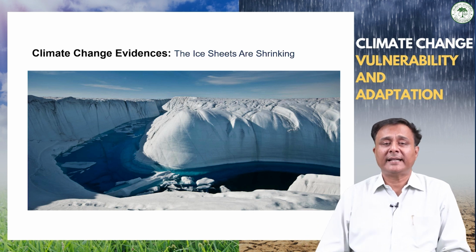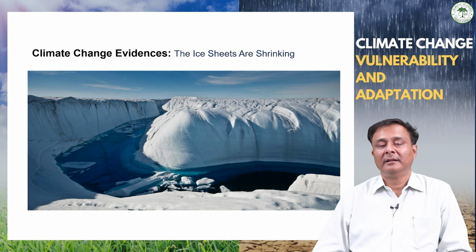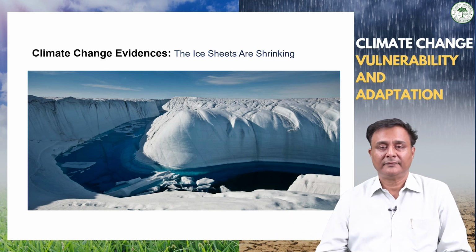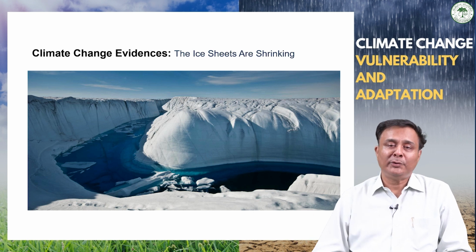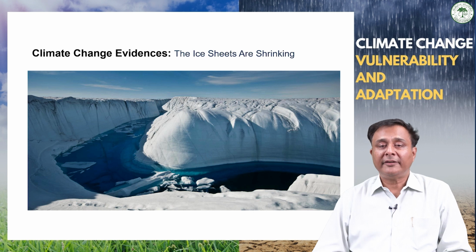Another evidence is that the ice sheets are shrinking. As the global temperature increases, the melting of massive ice sheets that blanket the North and South Pole, the Antarctica and Greenland, is happening at a very accelerated rate. Can you believe Earth is losing around 1 trillion tons of ice each year, which is not being replenished? The Greenland and Antarctic ice sheets have decreased in mass.